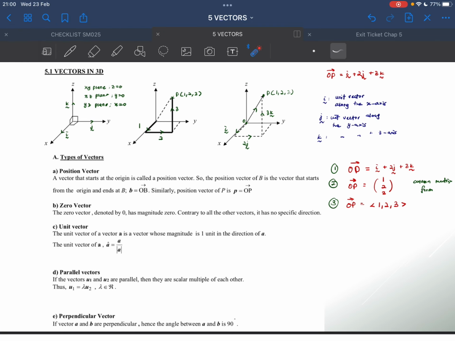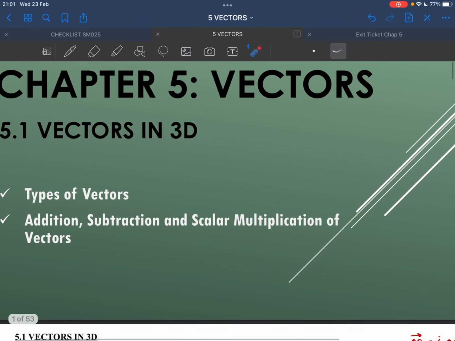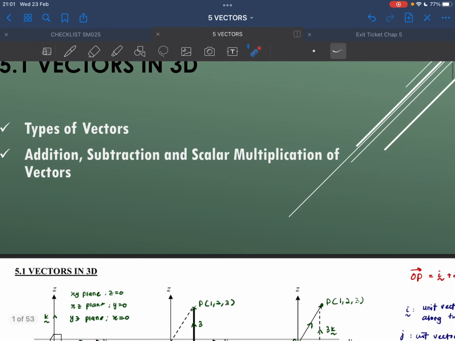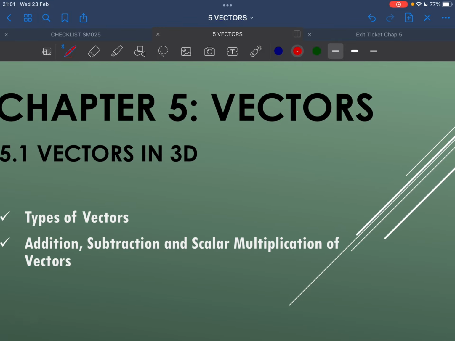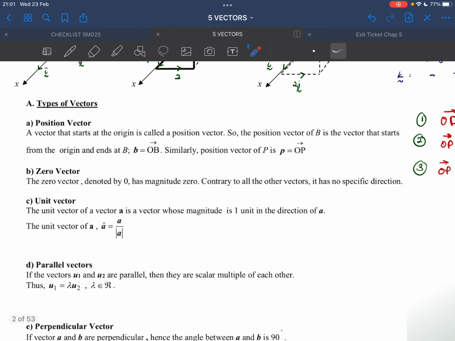So let's see. The second type of vector, we have a zero vector, which is denoted by 0 and has magnitude 0. So let's go to here. Vectors. What is actually a vector? Kamu semua pelajar-pelajar physics, you should know what is a vector. A vector is something that has magnitude. Magnitude ni apa? Magnitude is length. Something that has length and also direction. So that is a vector for us. So here we have a zero vector, denoted by 0, that has magnitude 0.